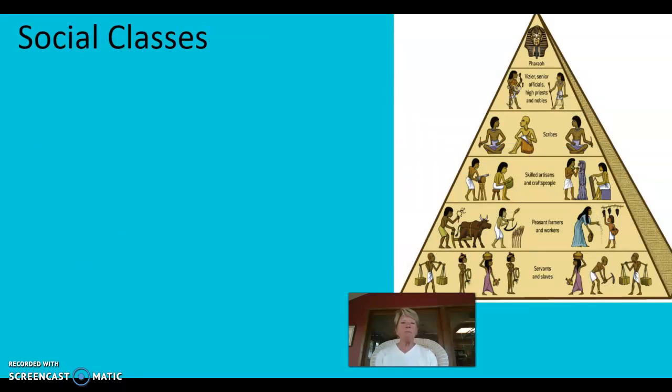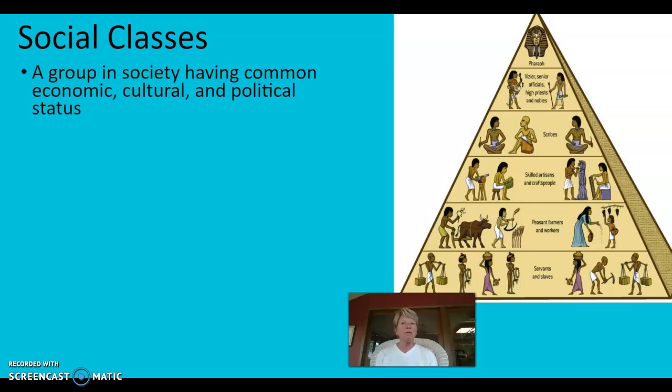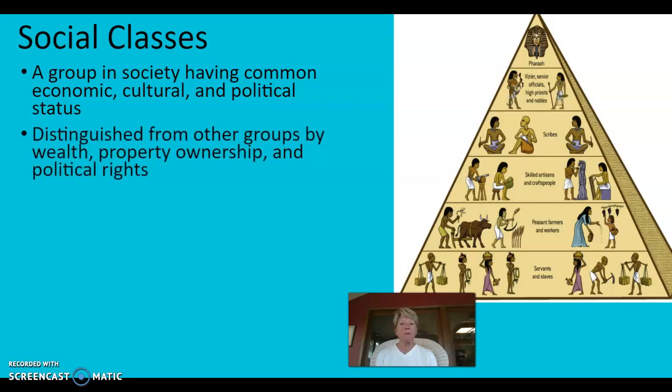Civilizations also divided themselves into social classes. These groups had a common economic, cultural, and political status. These groups were distinguished from each other by their wealth, by property ownership, and most importantly, by their political rights.